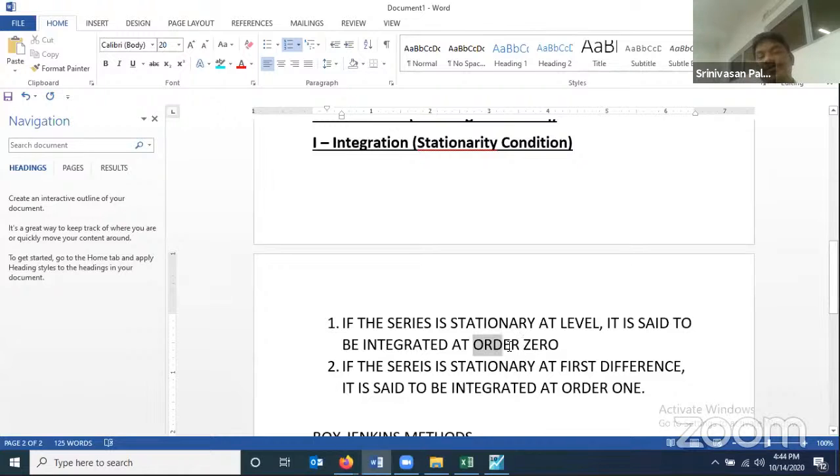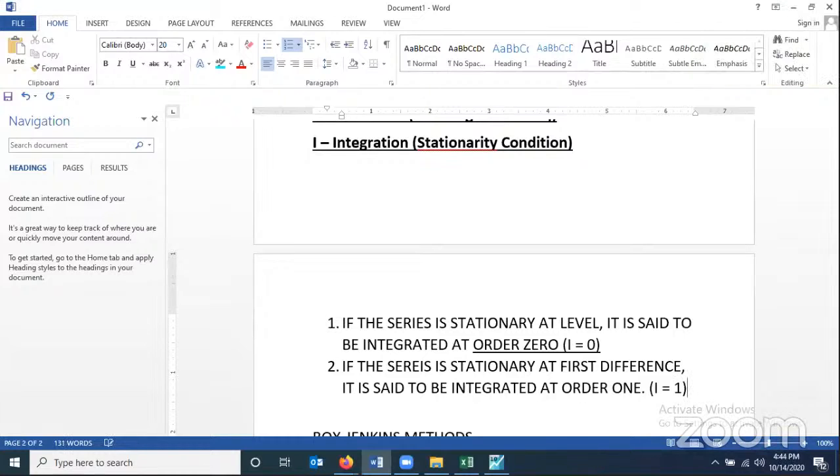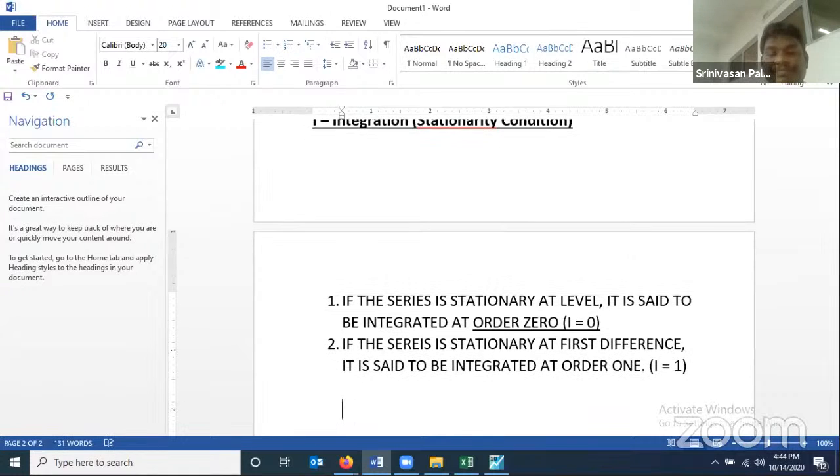So for order 0, in this case your I is equal to 0. In this case, the I is equal to, anyone? I equal to 1. Now answer my question: when integration is of order 0, the ARIMA becomes?